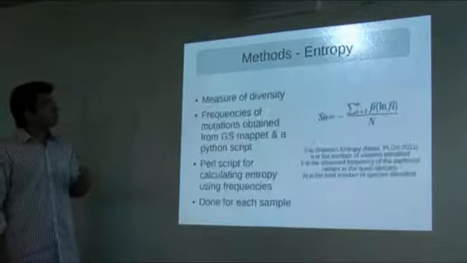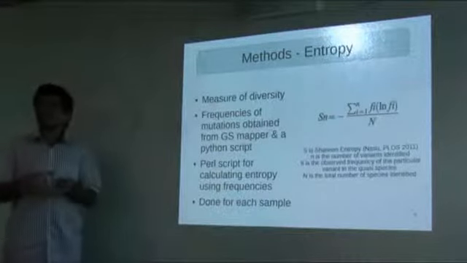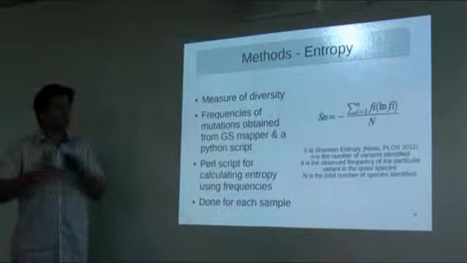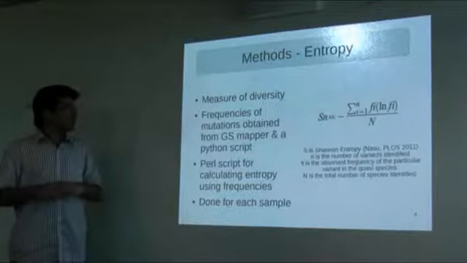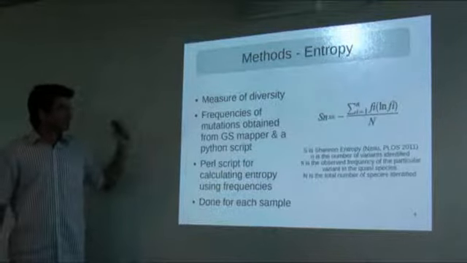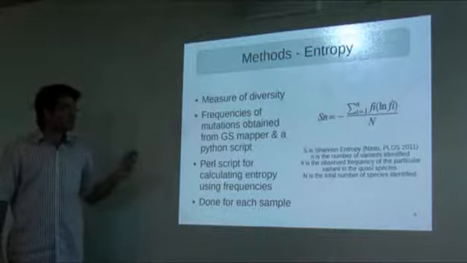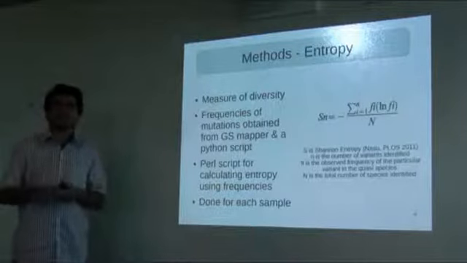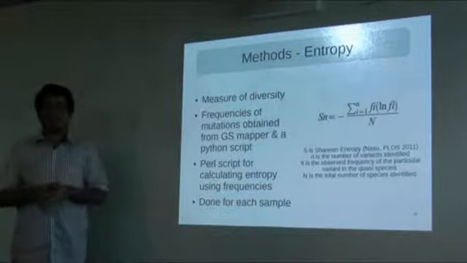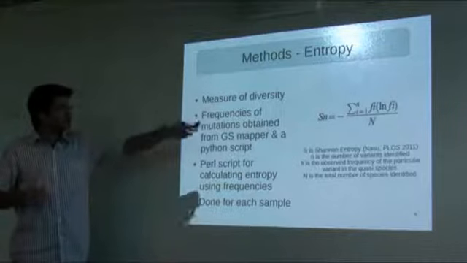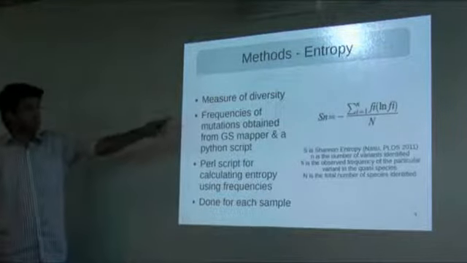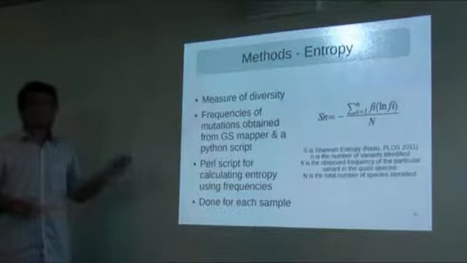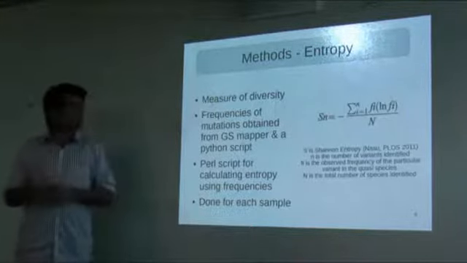So moving on to the entropy. Entropy is basically the measure of diversity. It is a single number which represents the diversity in the sequences. So how do we calculate that? That's calculated using the frequencies of mutations obtained from the GS Mapper software, and then using a Python script to change the formats. And finally, this formula is used for calculation of the entropy, and that is done using a Perl script. And this is done for each sample, each different time sample.